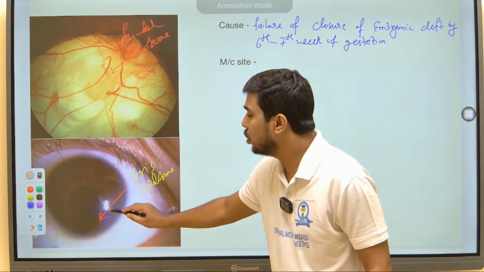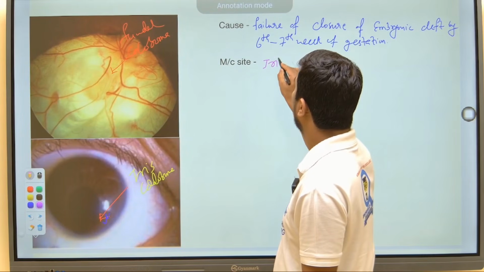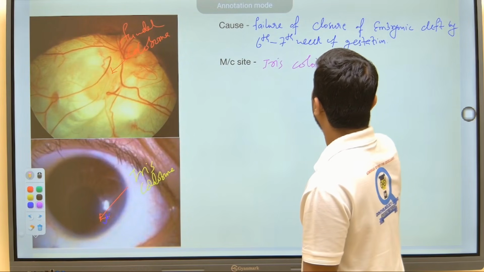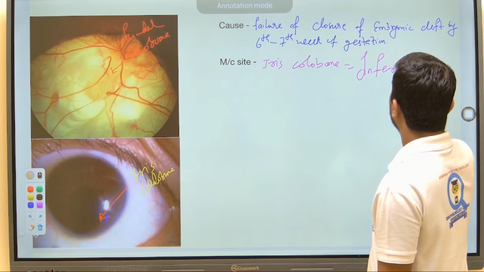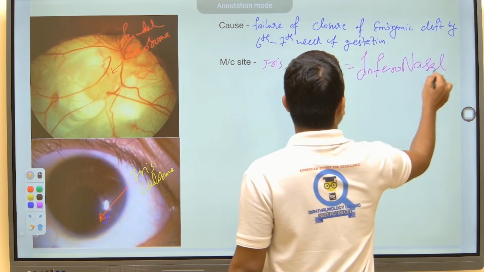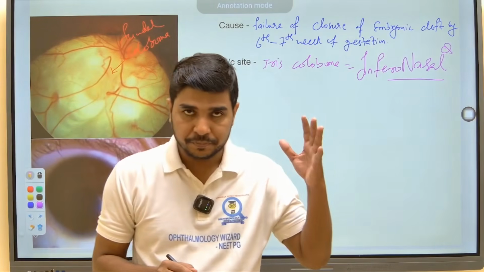Okay, most common site. Here they will ask you the most common site. The most common site for iris coloboma is inferonasal. Nasal. This is a very important MCQ. So you have to remember it is inferonasal.